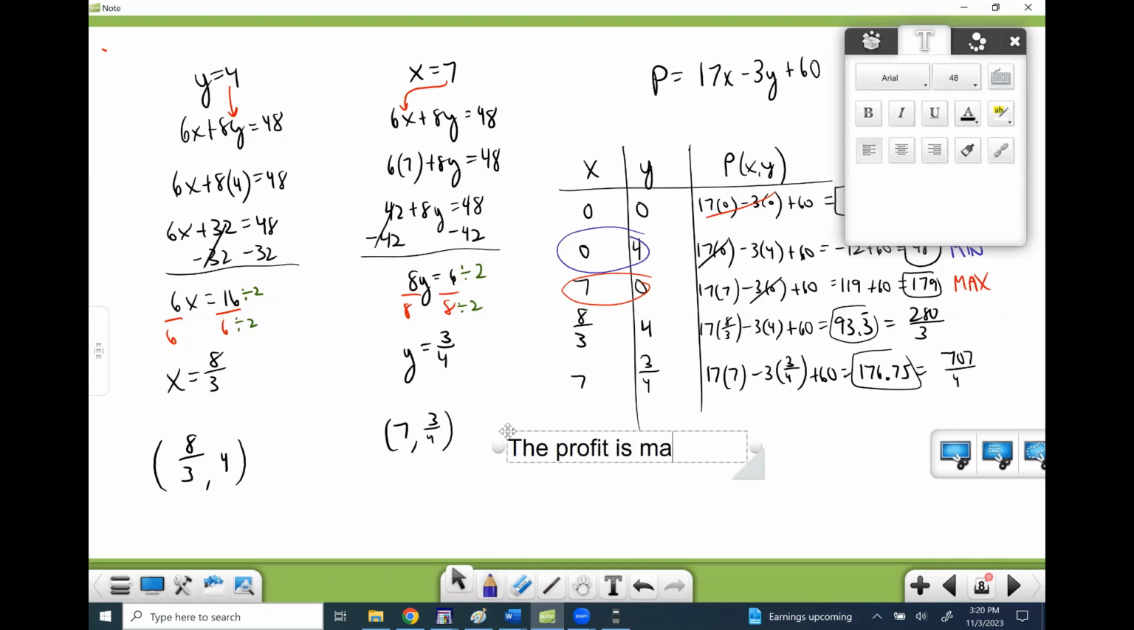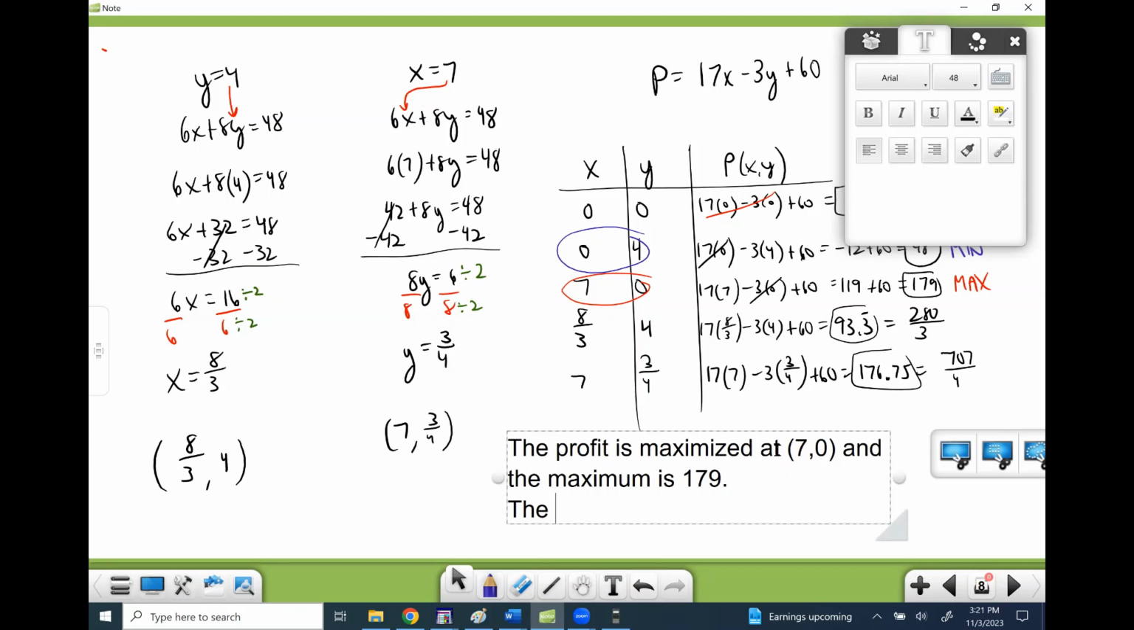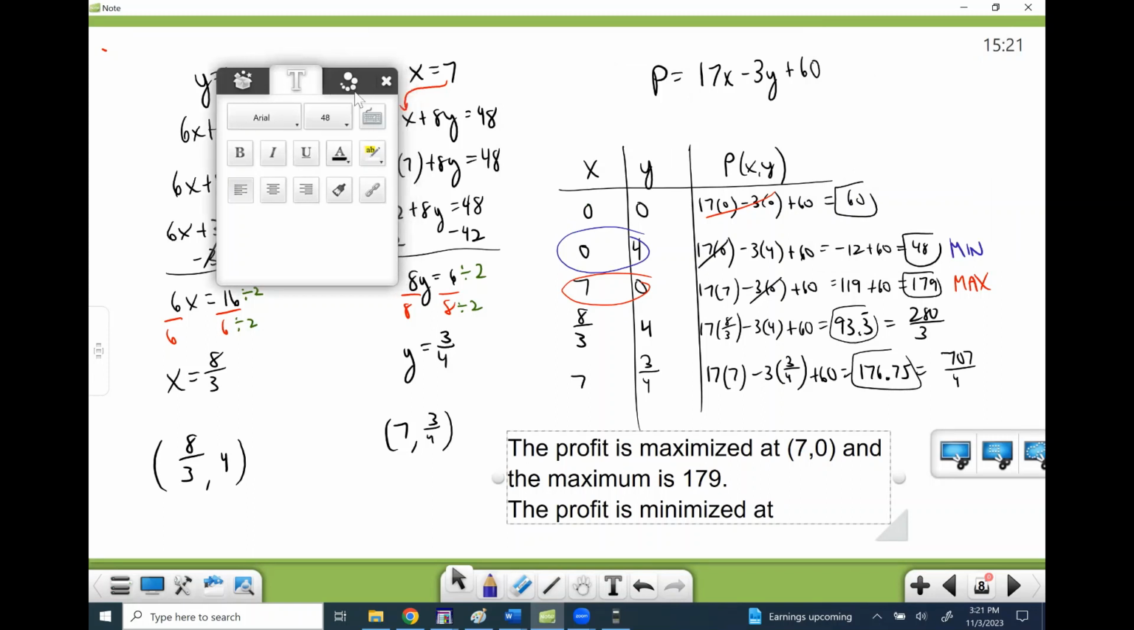Profit is maximized at 7, 0, and the maximum is 179. Then the profit is minimized at 0, 4, and the minimum is 48.